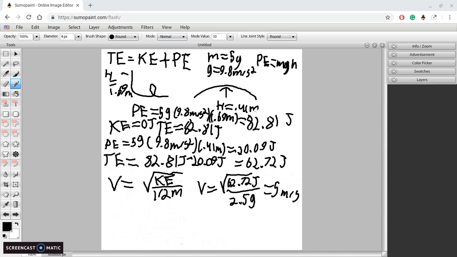I'm doing my calculation for the Conservation of Energy project. I'm going to be finding the velocity at the top of a hill. First, we need to find the total energy of the roller coaster.